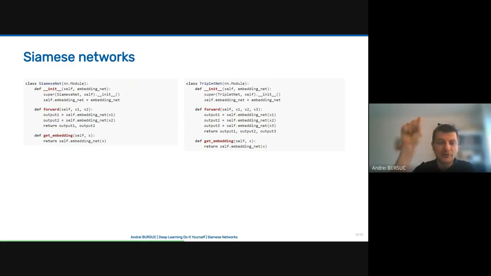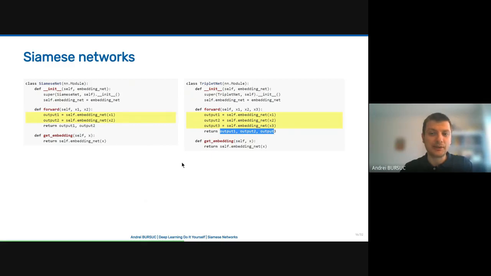Usually we draw these two representations for a Siamese network for the sake of graphic illustration, to make it more illustrative and to understand the behavior of the network. But sometimes this can be confusing. If we say shared parameters, it means that it's exactly the same network. So we always have the embedding net here, and it outputs these two outputs that will be fed to the loss at the end. In the triplet net, it's exactly the same, just that we have another sample x3, which also goes through the embedding net, and we return output 1, output 2, output 3.